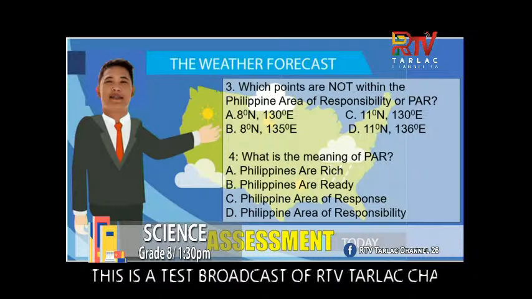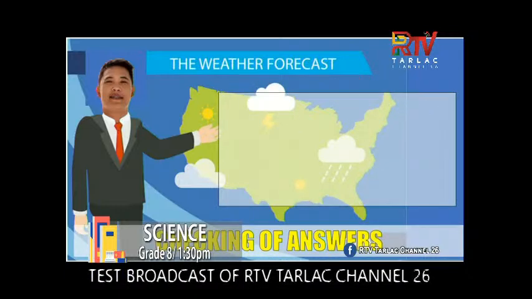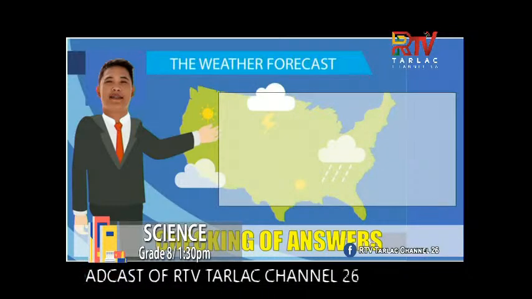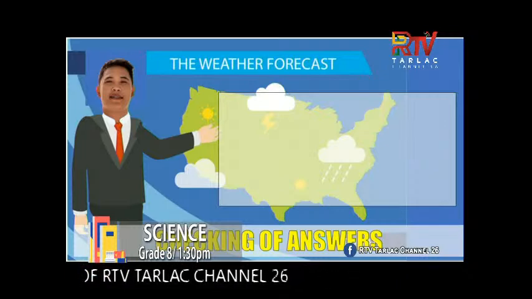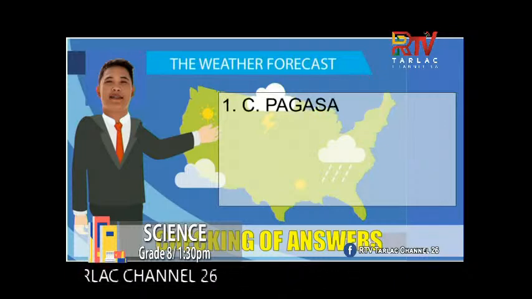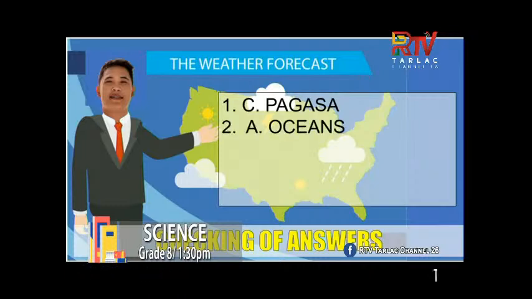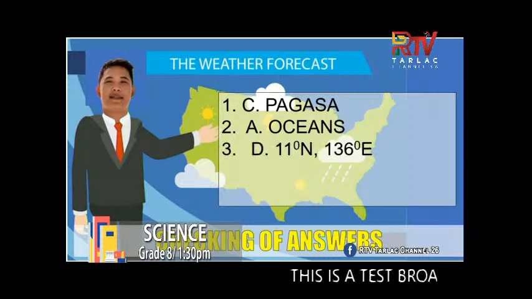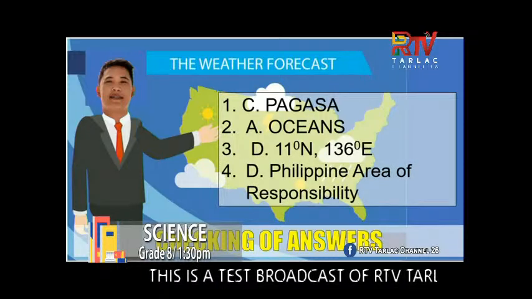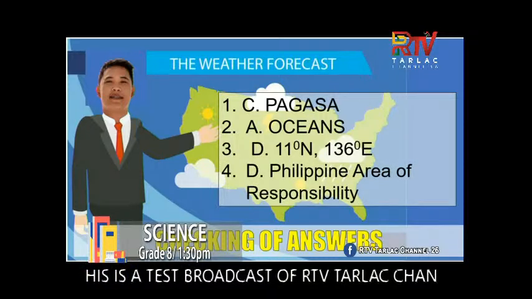Time's up. Let's check now your answers. Remember, grade 8, honesty is the best policy. For number 1, the correct answer is C, Pag-asa. For number 2, the correct answer is A, ocean. For number 3, the correct answer is letter D. And for number 4, we have letter D, Philippine Area of Responsibility.